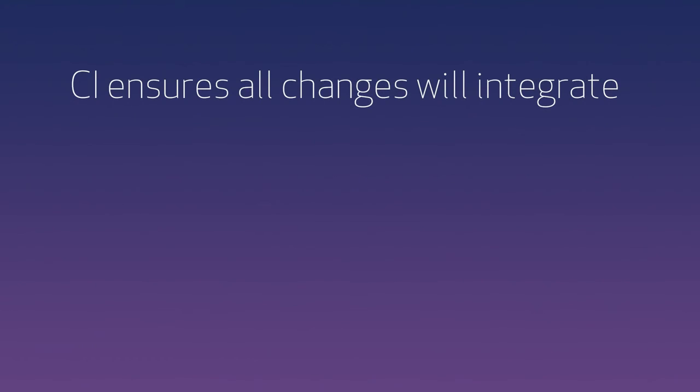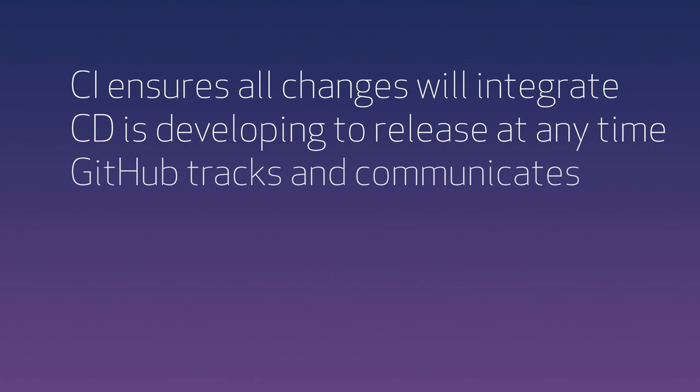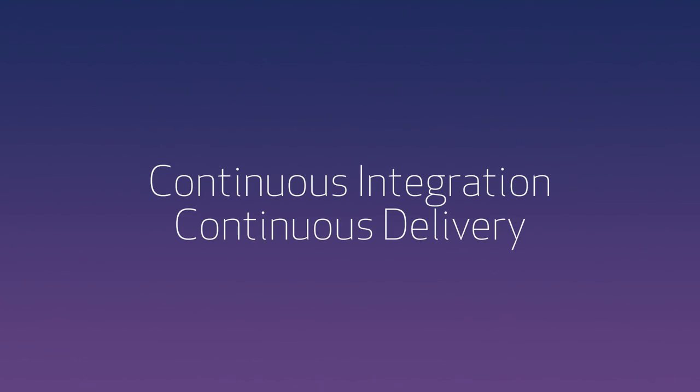So, let's review all of that one more time. Continuous integration is a workflow strategy you can lean on to help you ensure new code will integrate into the current version of the software. Continuous delivery is developing software that could be released at any time. GitHub puts your code at the center of your development ecosystem by serving as a clearinghouse that not only keeps track of changes, but also communicates with other systems about those changes using webhooks and APIs.